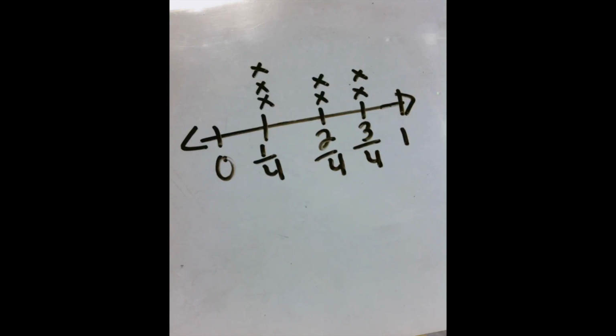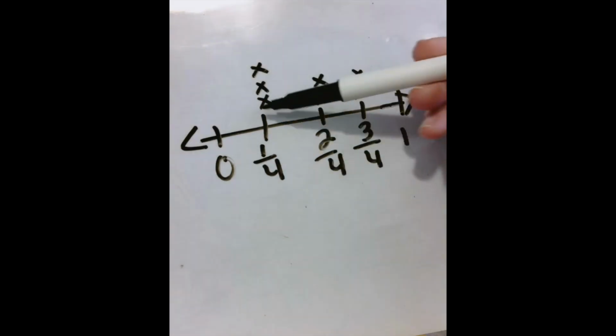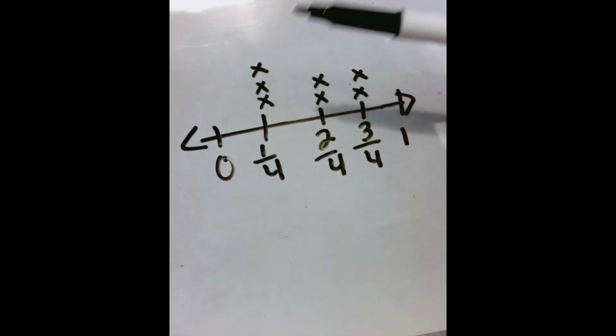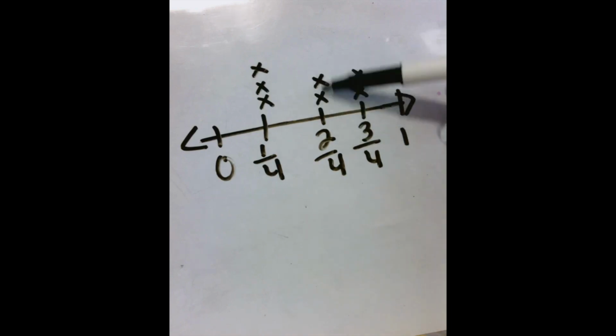Okay, so now you can see that this is what my line plot looks like. Hopefully yours looks the same. I saw 1/4 3 times, so I put 3 X's because each X again represents a person. Then I saw 2/4 2 times, so I put 2 X's above my 2/4. And then I saw 3/4 2 times, so again I put 2 X's above my 3/4.